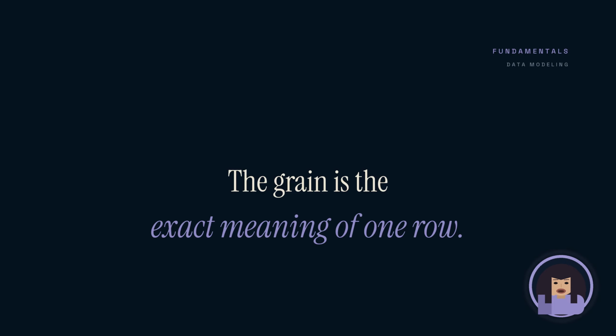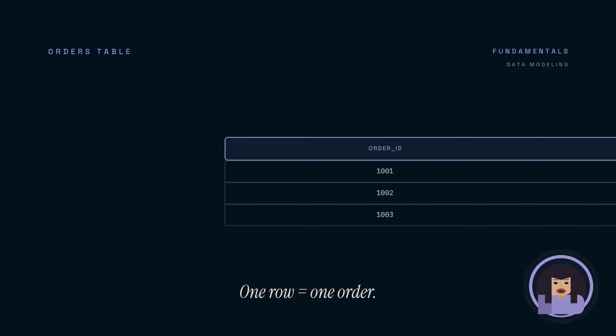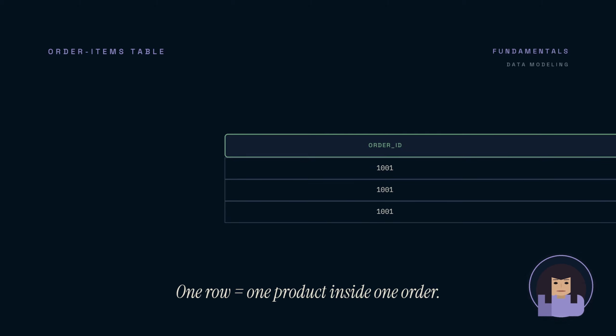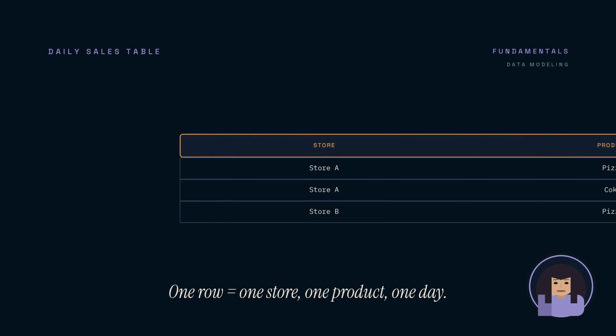For an orders table, one row may represent one order. For an order items table, one row may represent one product inside one order. For a daily sales table, one row may represent one store, one product, and one day. That difference sounds small, but it controls everything that comes next.